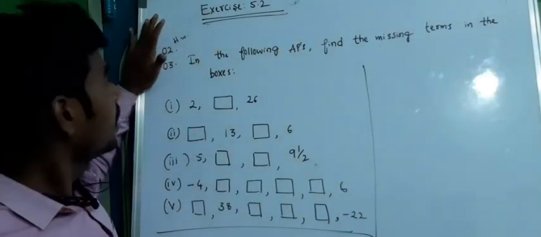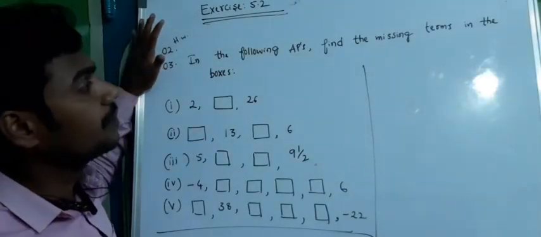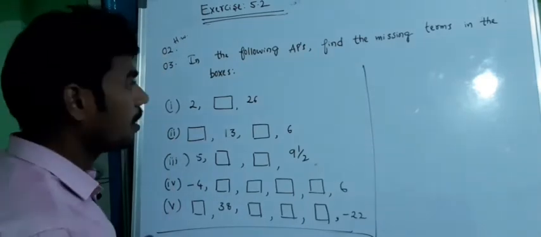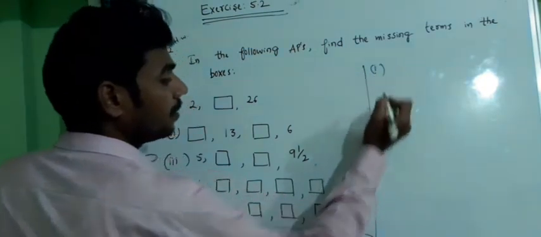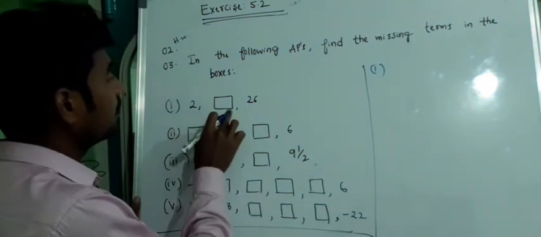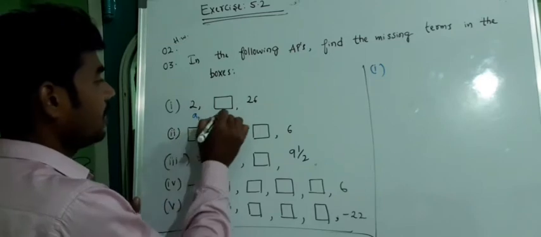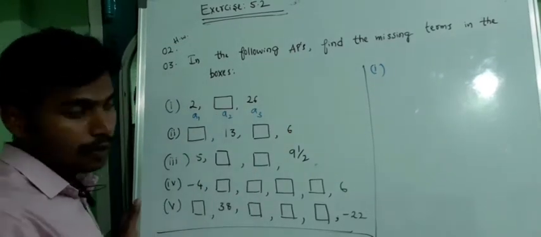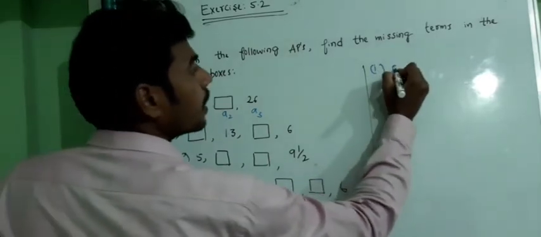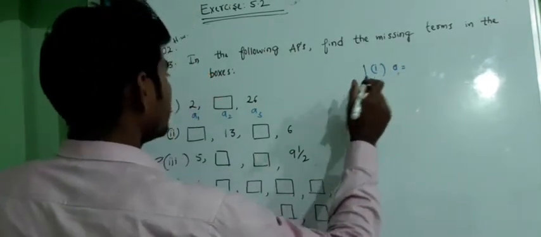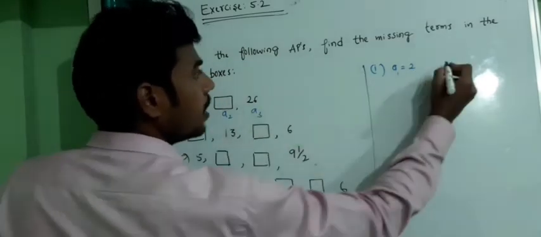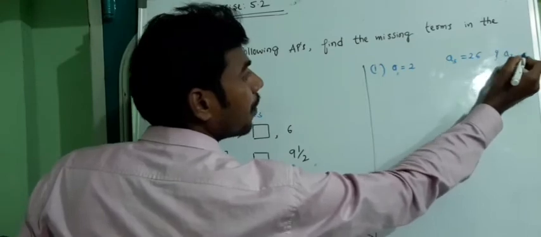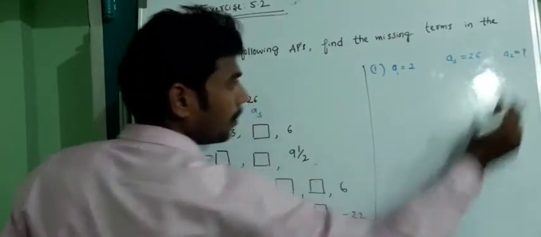Third question: in the following APs, find the missing terms in the boxes. So I'll start with the first one. 2, I'll call it as A1, A2, A3. I'll name them. A2 we don't know. A1, that is a, is given to us, that is 2. A3 is 26. We need to find A2.